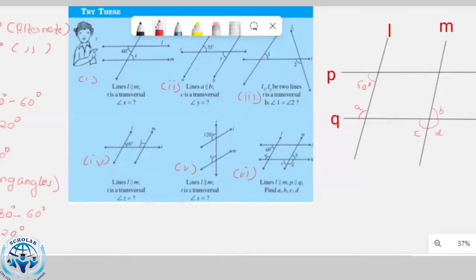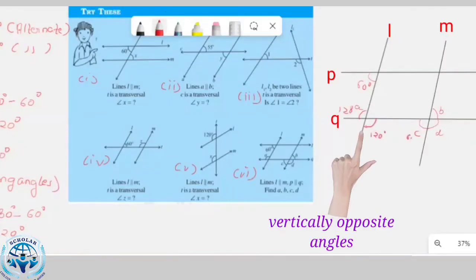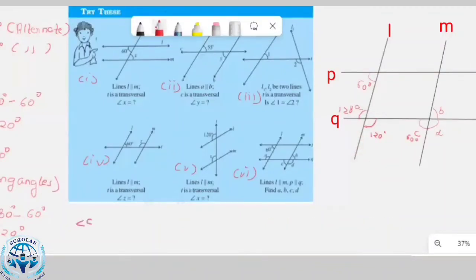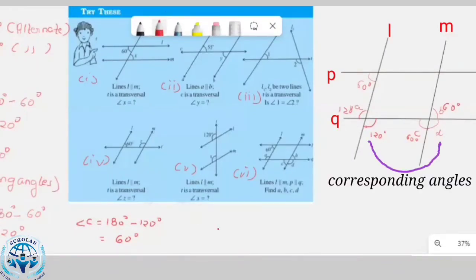So, interior angles are supplementary. So, one angle is 60, another will be of 120 degree. Vertically opposite angles, both angles will be of 120 degree. Angle C and angle 120 degree are supplementary because they are interior angles. Again 60 degree, B and C are equal, vertically opposite angles. Now 120 degree and angle D are corresponding angles.